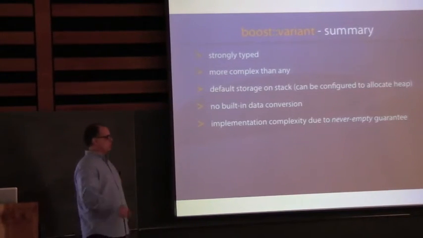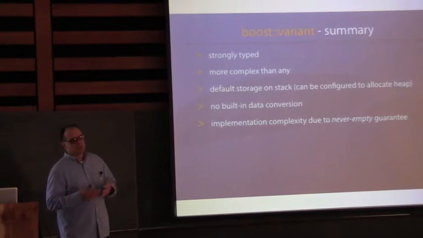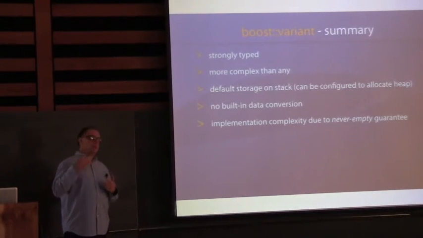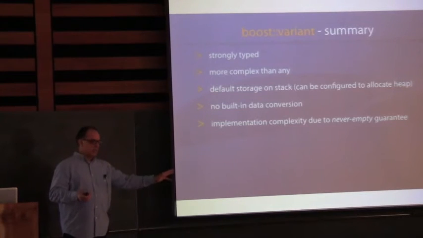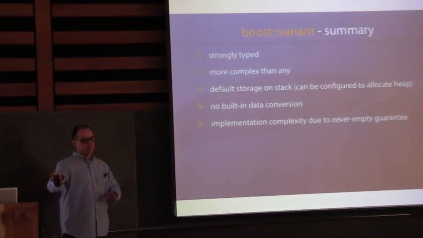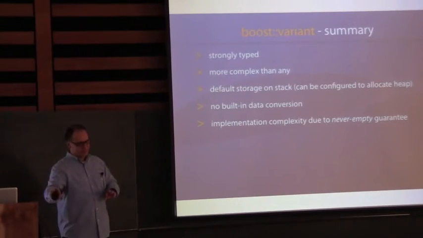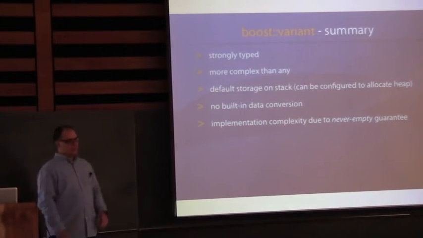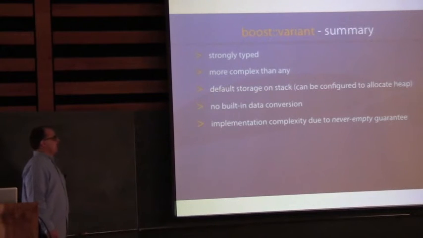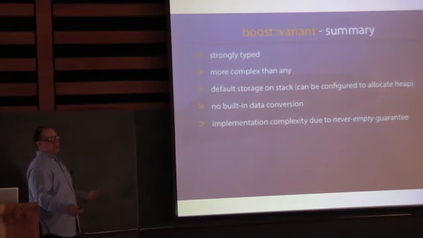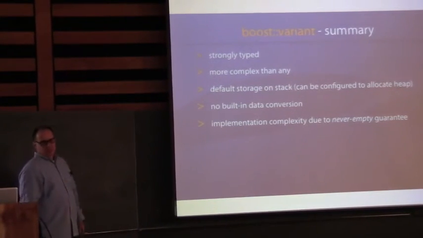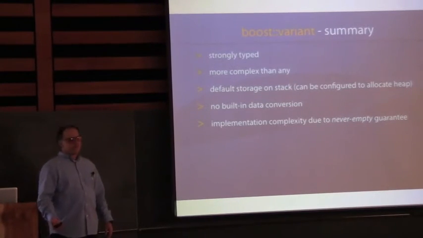So there's been a lot of conversation about it. There have been some proposals to standardize variant. Some people don't like any. They want the standard variant. Some people don't like variant because it's complicated, because of the never empty guarantee. There are conversations going around. I think both solutions have their ups and downs. There's always a trade-off.